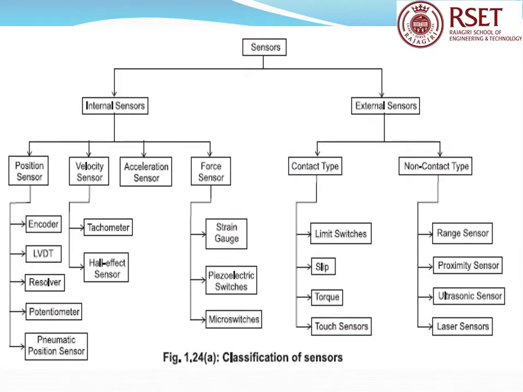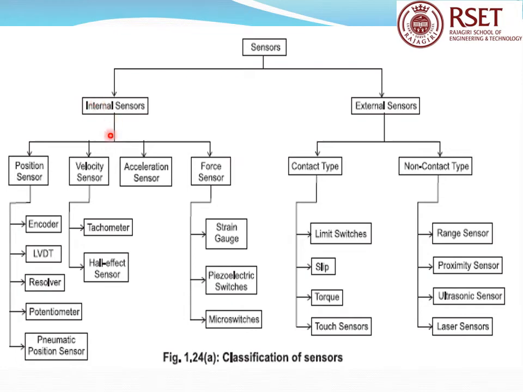So, according to the type of measurement you want to make, sensors can be of different types. Depending upon the condition and type of quantity you want to measure, different types of sensors are selected. Basically you can classify them into internal sensors or external sensors. Internal sensors can be further classified into position sensor, velocity sensor, acceleration sensor, force sensor. External sensors can be contact type or non-contact type.